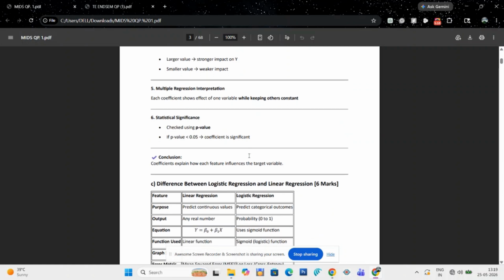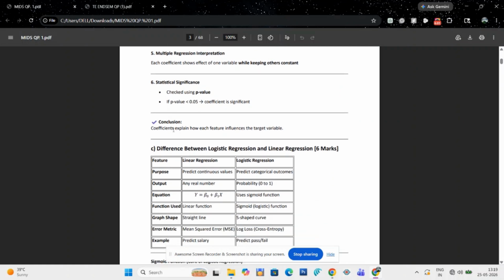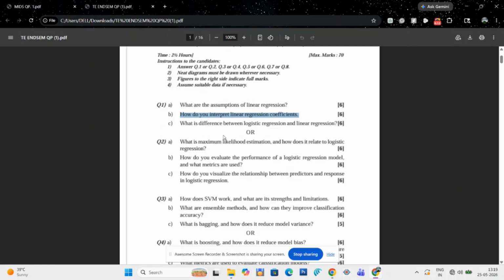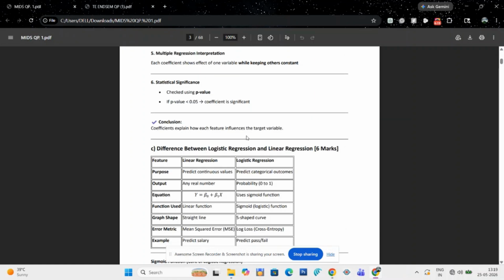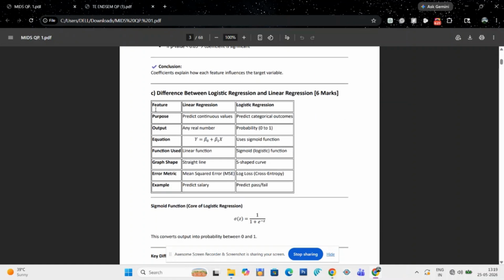So the conclusion is coefficients explain how each feature influences the target variable, meaning how each feature is related to the target variable y, okay. So the next question is, what is the difference between logistic regression and linear regression, okay. In which we get this diagram: the feature, linear regression, logistic regression, okay.